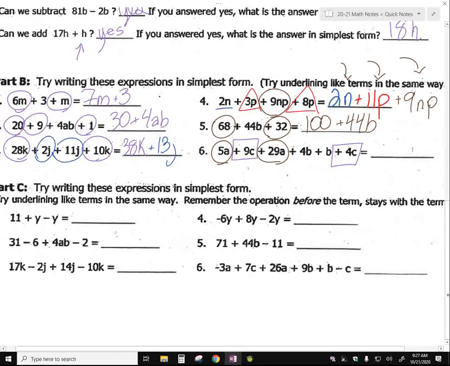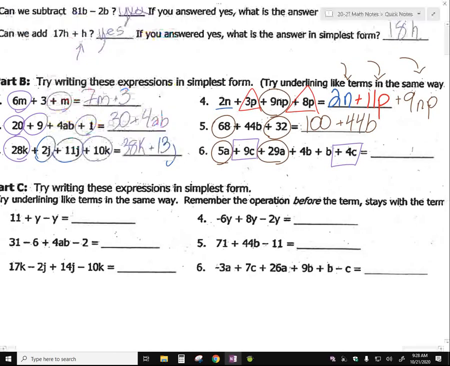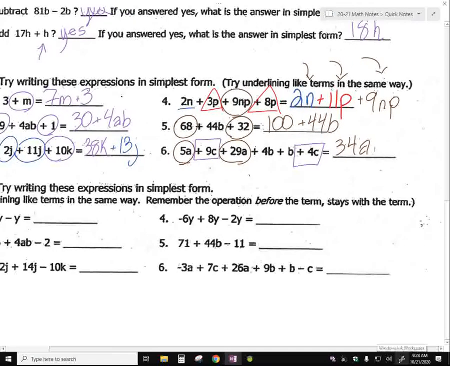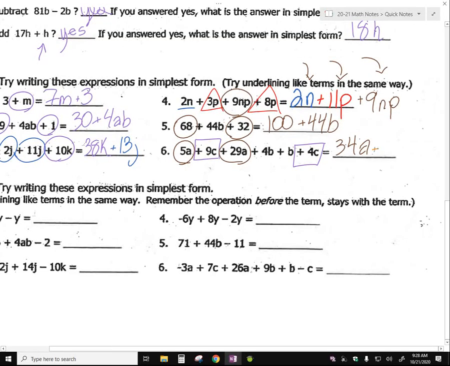I'm going to leave the biscuits not circled because that's the thing that is different from the others. Since I used brown for that one, I'm going to use brown for this, just so you guys can see it well. I have 5 apples plus 29 apples. How many apples do I have? 34 apples. 34A. Then, how many biscuits do I have? I have, adding the 4 biscuits, and I add 1 more biscuit, 5 biscuits.